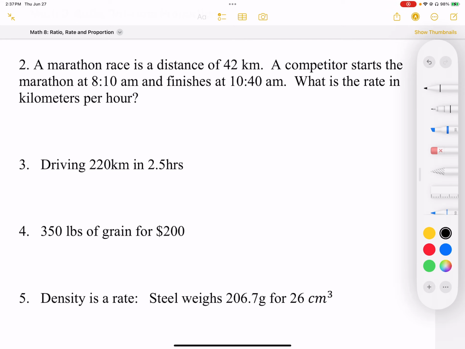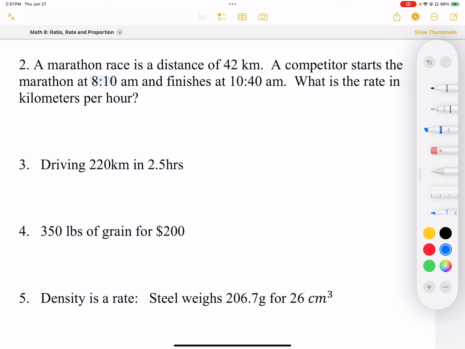These problems are going to be some practice for doing ratio and rate problems. So number 2 says, a marathon race is a distance of 42 kilometers. The competitor starts at 8:10 a.m. and finishes at 10:40 a.m. What is the rate in kilometers per hour?